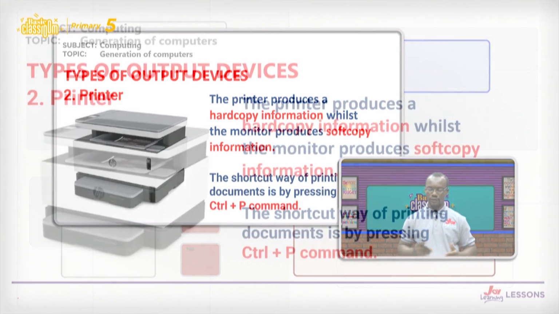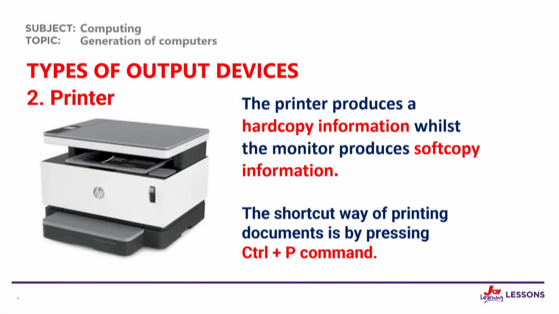Now, if you want to print your document, we have a shortcut command to do that. And that is, you need to press Ctrl and P at the same time. So pressing Ctrl and P at the same time will take you to your print page where you can do your printing. So we have Ctrl plus P command as the shortcut keys to print our documents.